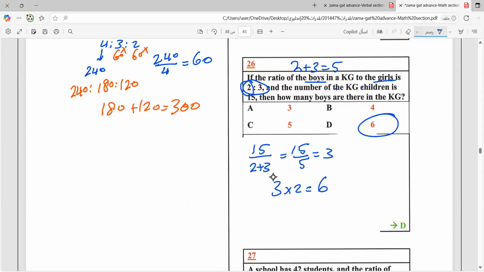So here, everyone, I get the value of the one part. I divide the total children by the sum of the ratio. It gives us one part, the value of one part. Then if we find one part is 3, you multiply by 2, you get 6 boys. If it asks about girls, you multiply by 3. 3 times 3 is 9. So the answer is 6.